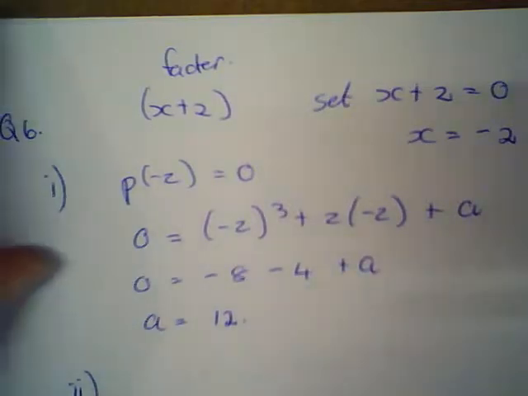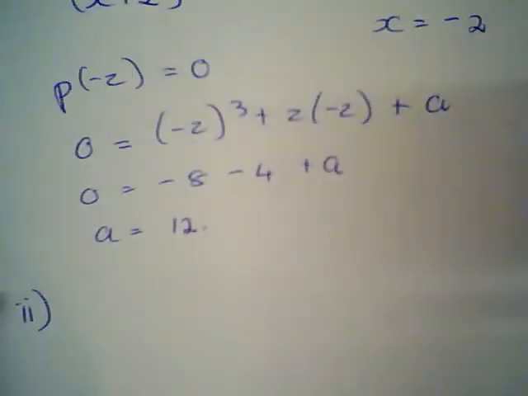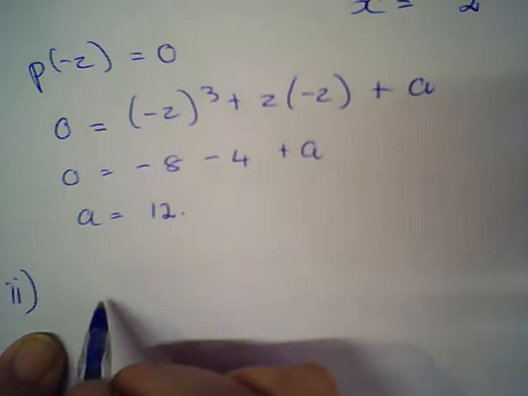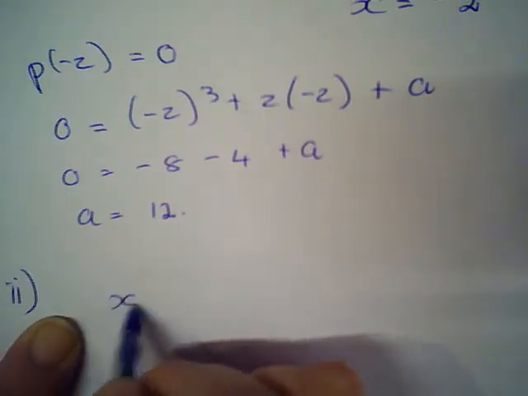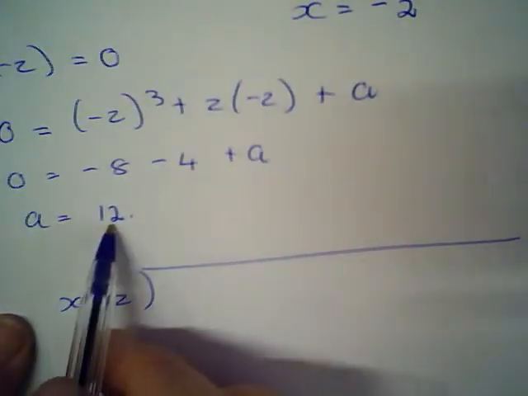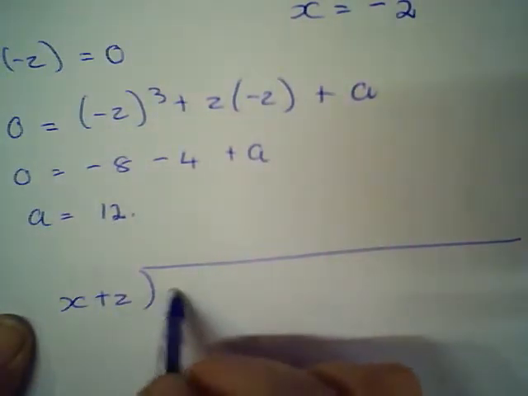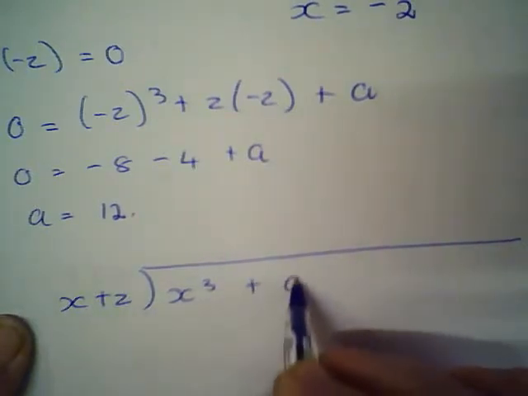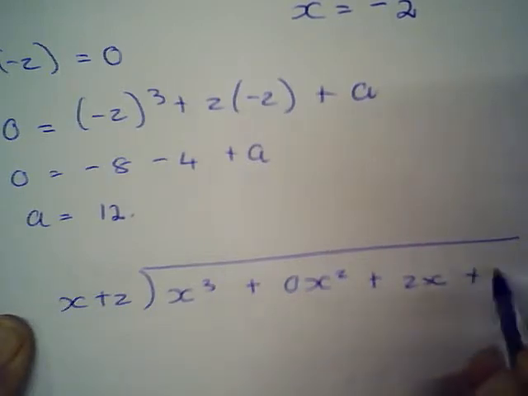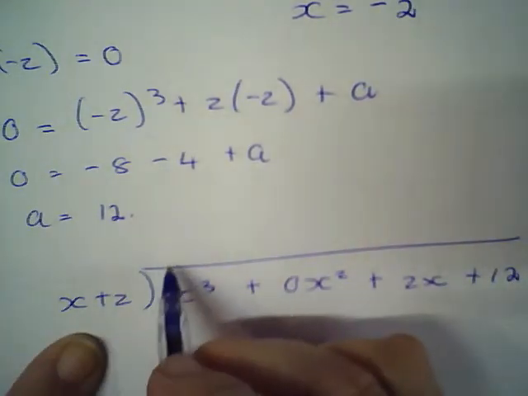Okay, part 2, they ask, when a has this value, find the quotient of p(x) when it is divided by x plus 2, and hence show that this polynomial has exactly one root. So we have x plus 2, and we're going to divide it into our polynomial when a has this value. So x cubed plus 0x squared, this is just a placeholder, plus 2x plus 12. I can quickly do the division here.